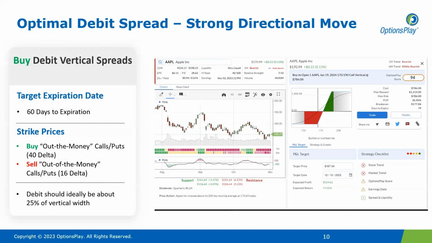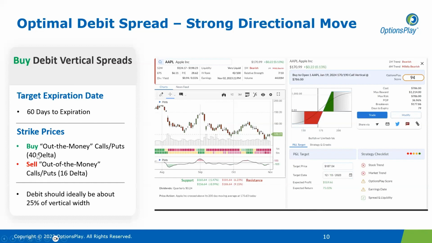Okay, so the second strategy that I'm going to go for here is to buy a debit spread. This is when you expect a strong directional move in one direction or the other. Now, unlike a straddle that gains profitability on a big move in either direction, a debit spread would only gain profitability in one direction. So let's say we've done our research on Apple, and we have a bullish view heading into tomorrow's earnings announcement. What we would do is look for a target expiration date roughly 60 days from now, and we would buy a slightly out of the money call or put, and in this case, because we're bullish, we would only buy a call and sell a bit more of an out of the money call as well.